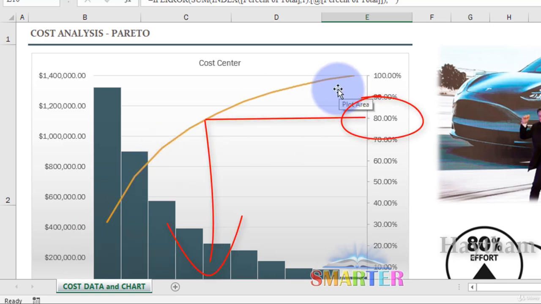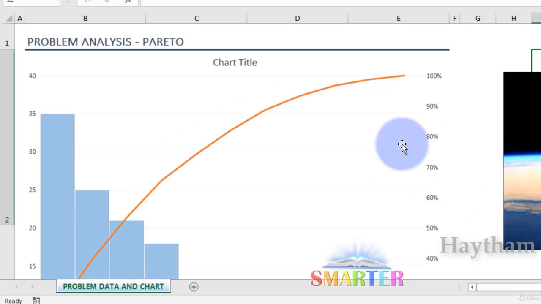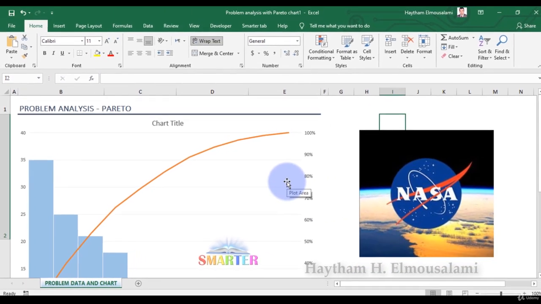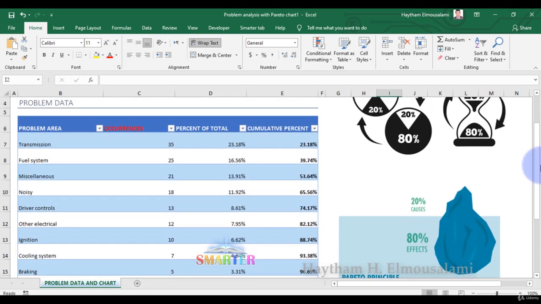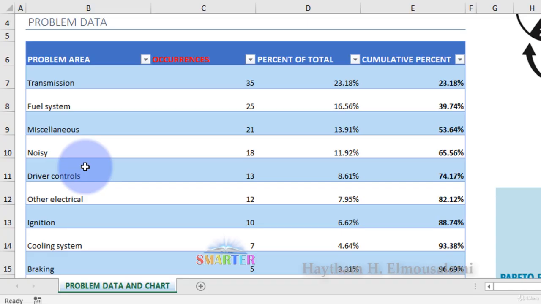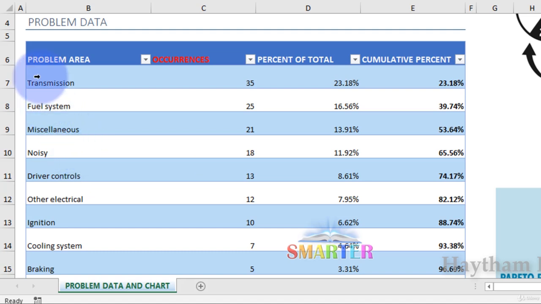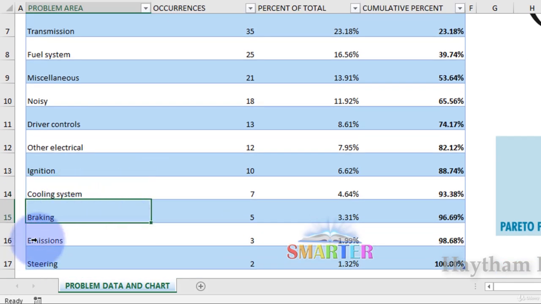Okay, let's take another example, about NASA in the USA, and about the testing and problems of jet propulsion lab engines. This time the problem is not represented as a function of cost, but as a function of occurrences of a problem. The problems were transmission, fuel system, miscellaneous, noise, drive controls, other electrical, ignition, cooling system, braking, emissions, and steering.